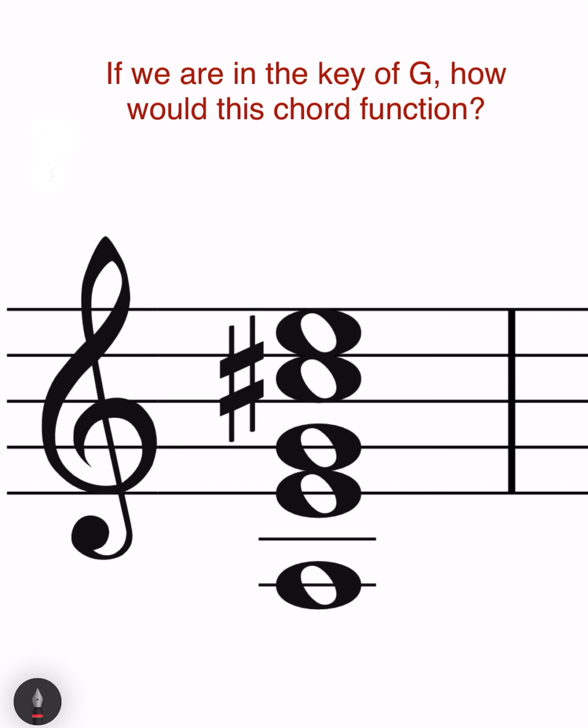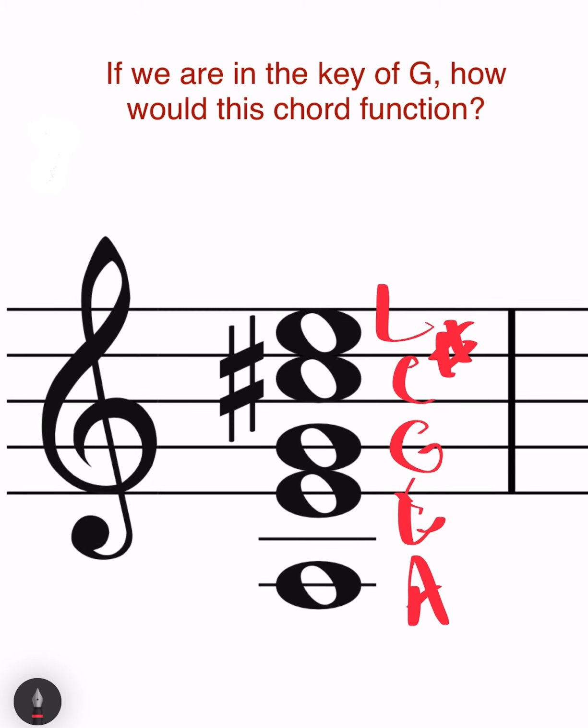So notes from low to high are A, E, G, C sharp, and then we have another E on top. Now when the note is doubled at the octave, we don't need to worry about that for the chord. It's just an E. So we have 4 different notes from low to high, A, E, G, and then C sharp. We want to stack these notes into ascending thirds.